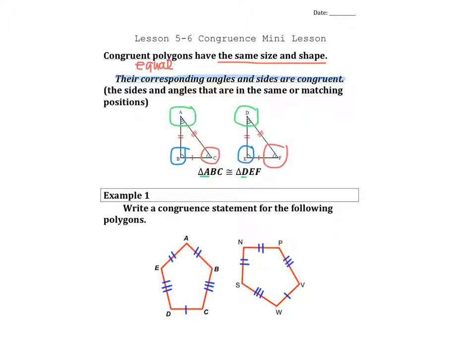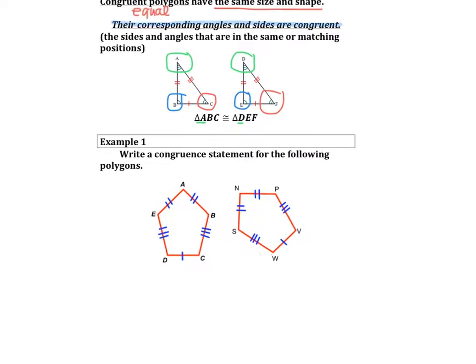So the congruent statement says triangle ABC is congruent to DEF. Could I write that differently? Sure. What if I started with C? Triangle CBA, that's the same as triangle FED. So similarly, we could write that, and it just means the same thing.